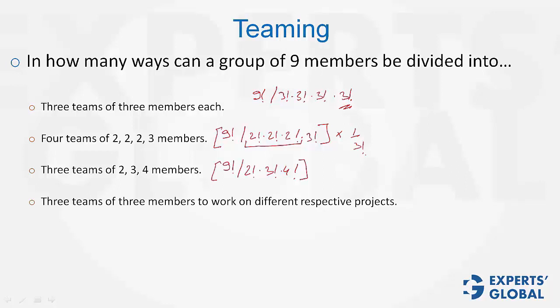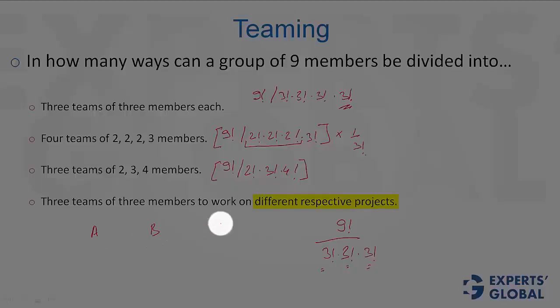Next, the last case. See, this is a very interesting question. 9 factorial divided by 3 factorial times 3 factorial times 3 factorial. Although the teams have equal number of members, they have to work on different projects. There are 3 projects, A, B, and C, and there are 3 members working on each. Now, if these friends swapped positions, these 3 friends working on project C and these 3 friends working on project A would be a new case. Therefore, we should not divide this value by anything. This is very much the answer.